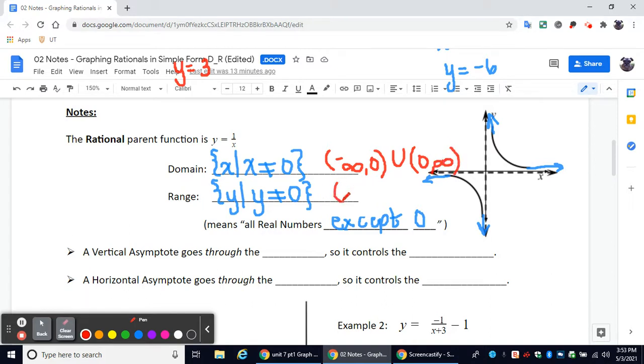And it's the same thing for the range. As you can see, the set notation is a lot easier to read and write than the interval notation. So again, just recall that your vertical asymptote is going to go through the x-axis. So your vertical asymptote is what's going to control the domain.